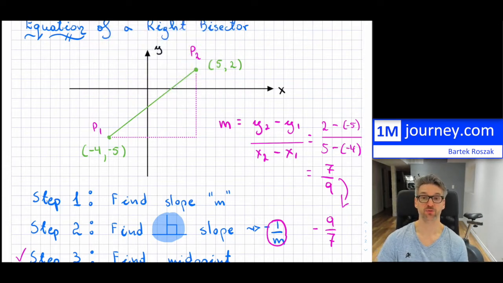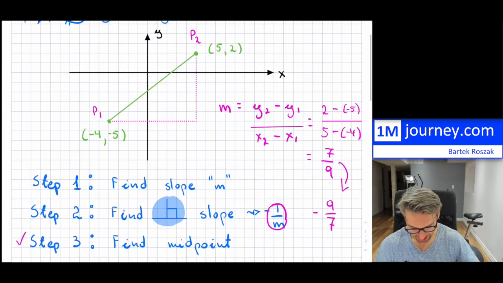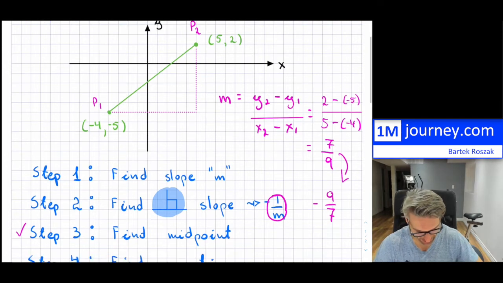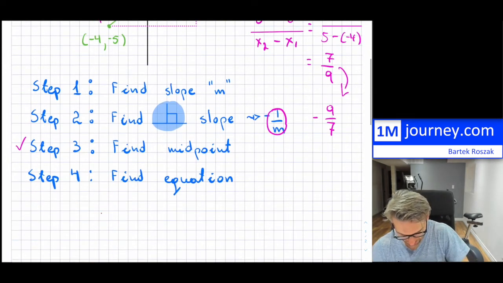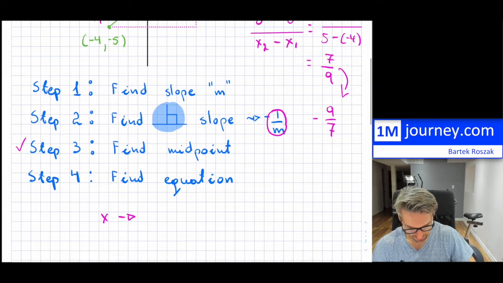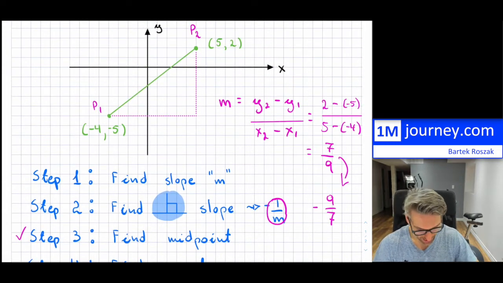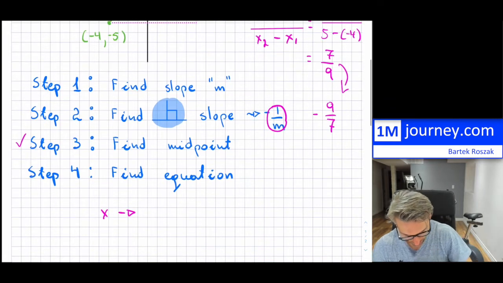I have done videos on midpoints, and I'll put a link up above if you want to see more examples of that. For our midpoint, I'm going to take the x first. For my x component of the midpoint, that is going to be 5 plus negative 4.